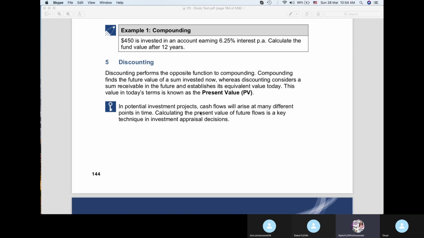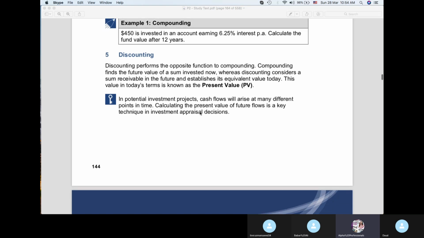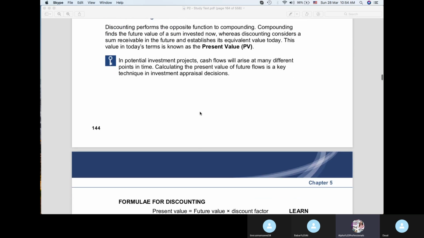Like, if I invest 100,000 today, and if I get 5% each year, which is again invested with the same interest rate, after 5 years I would get XYZ amount. So discounting is that if I would get X amount of dollars in the fifth year, what would be the value of that X amount of dollars in today's terms, right? So the potential investment project's cash flow will arise at many different points in time.